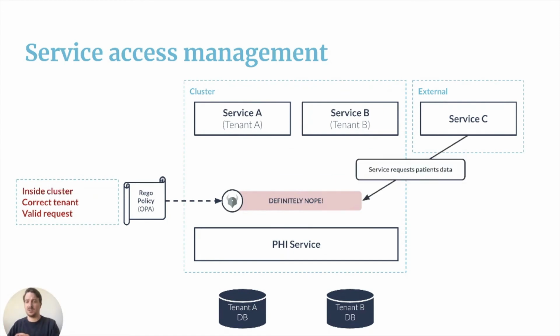And the third case is we actually have a request coming from completely externally. This is directly to the service. It's not from inside the cluster, and therefore we just say no, and we wouldn't actually even get to the tenant or the valid request sections because we would have already rejected it because it's outside the cluster. So that gives you some even more security if you have highly sensitive data, which is the case here.